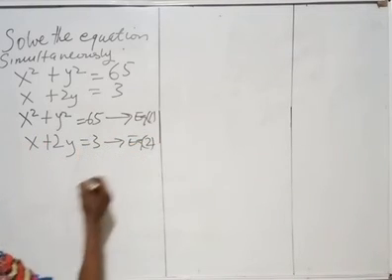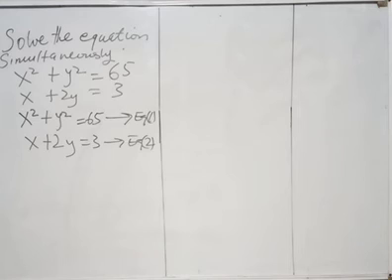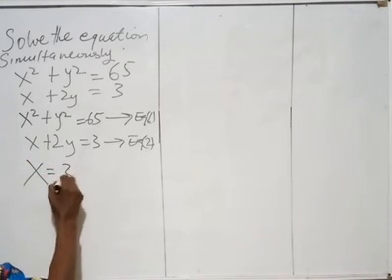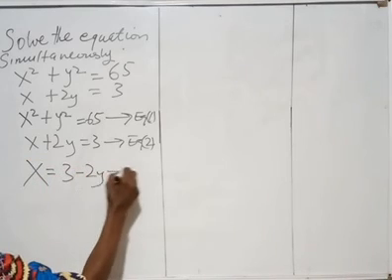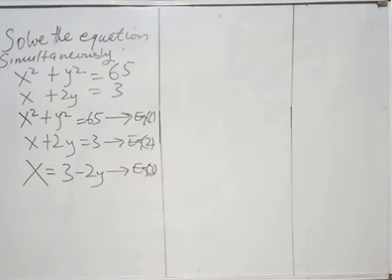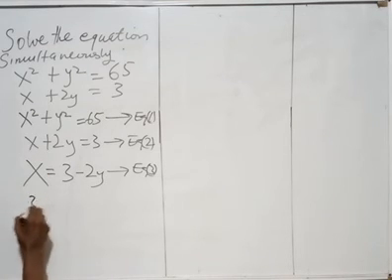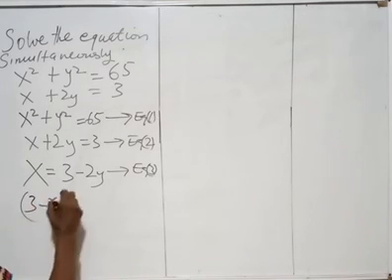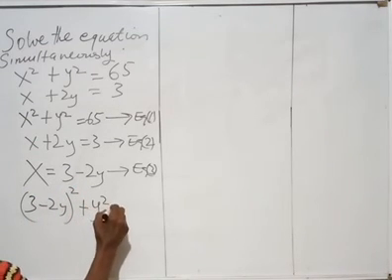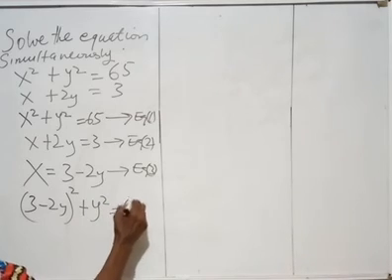I now make x the subject of the formula. So I have x equals 3 minus 2y. I call that equation 3. From here, I now substitute equation 3 into equation 1. So wherever I find x, I put in 3 minus 2y. So I have 3 minus 2y raised to power 2 plus y squared equals 65.